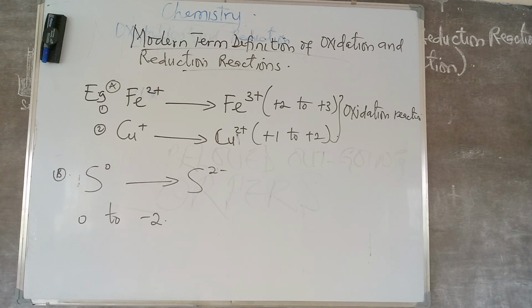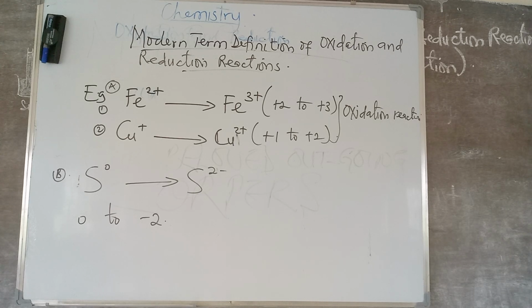So if you watch, that iron from the left-hand side has changed from +2 oxidation state to +3 oxidation state. It's a clear, good example of oxidation reaction. In example 2 there, copper 1 ion has changed to copper 2 ion. If you check it very well, from +1 to +2 is an increase. So in examples A1 and 2, both of them are examples of oxidation reaction. Just take note, an increase in oxidation number of an element is called oxidation reaction.